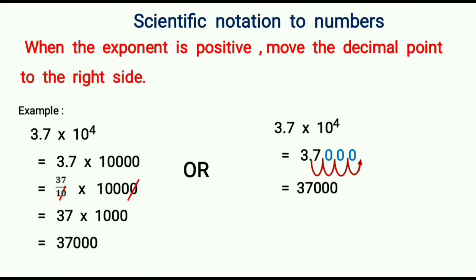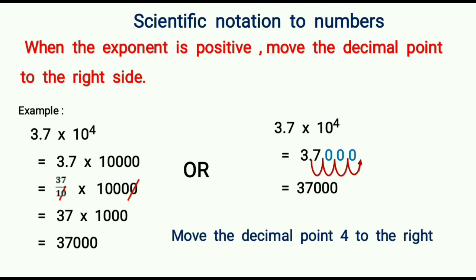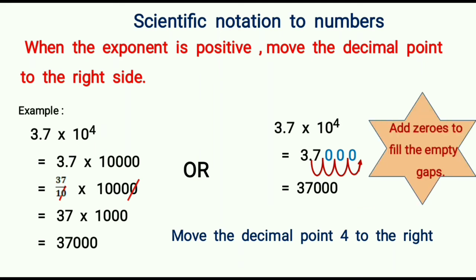That is, when the exponent is positive, move the decimal point to the right side. Here, the value of exponent is positive, so move the decimal point 4 to the right. That means we can write it 37,000. Remember to add zeros to fill the empty gaps like this.